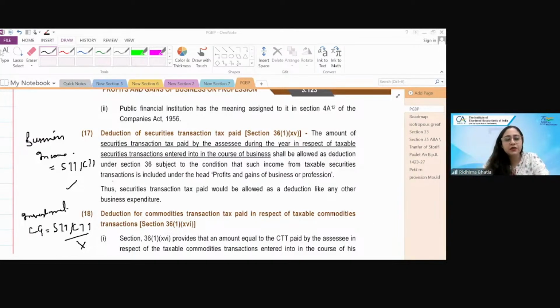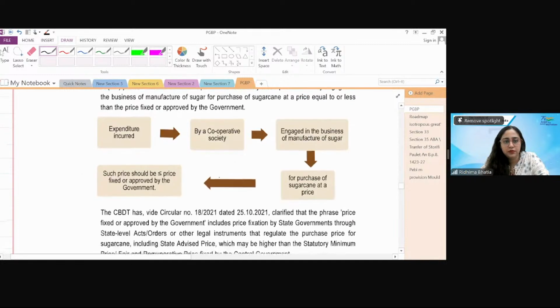Okay. The last few commodity ones we have discussed in detail. Don't worry, I'm not saying that leave everything apart. Okay. Now we come to the last two, which is the sugarcane industry. Now, this is deduction in respect of expenditure incurred by a cooperative society which is actually engaged in the business of manufacturing of sugar. So for purchase of sugarcane at a price which is equal to or less than the price fixed or approved by the government, the deduction would be allowed.